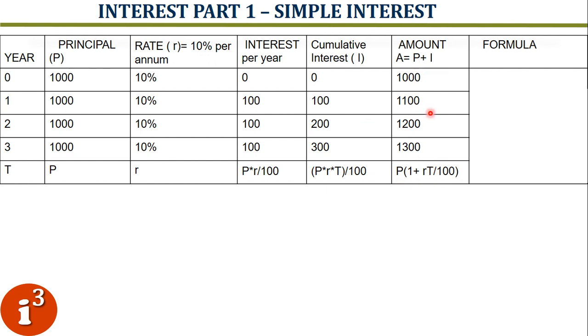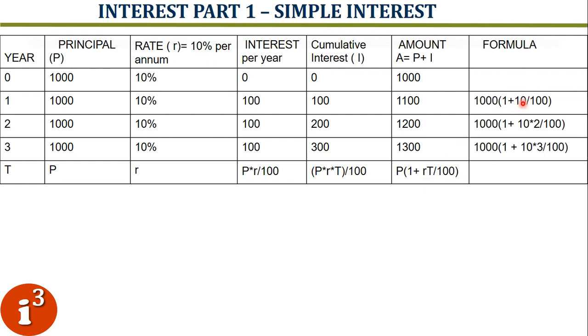You can see how you derived this: 1000 plus 100, 1000 plus 200, 1000 plus 300. All these things can be derived directly from this formula also. See here, 1000 into (1 plus R is 10 into T is 1, by 100). So 1 plus 10 by 100 is 1 plus 1 by 10, that means 0.1. So 1.1 into 1000 is 1100. Similarly 1 plus 0.2, 10 into 2 because T is 2, and in this T is 3. Similarly you will get 1100, 1200, 1300. So this is the concept of simple interest.